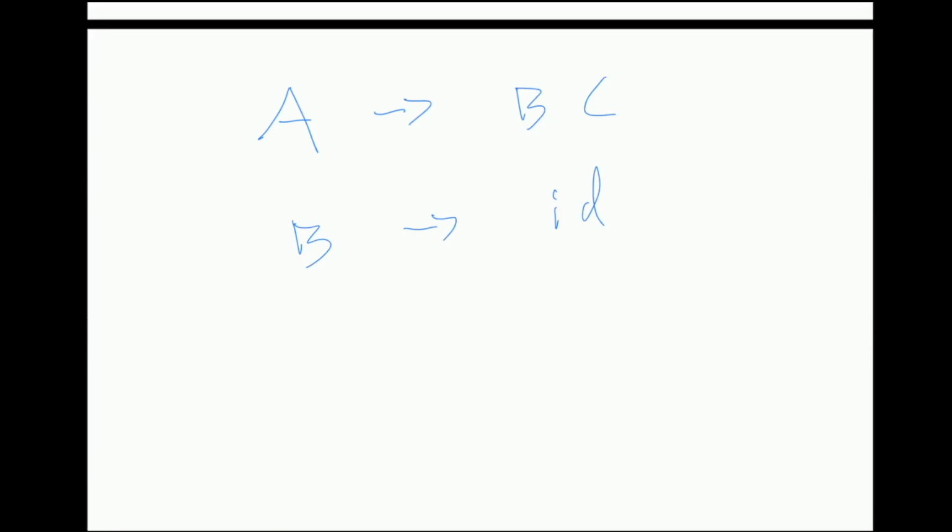Who's seen this in discrete? Okay, some. So if you've seen this in discrete, this is a grammar specification, like context-free grammars or Chomsky normal form. This symbol here is not part of the language that we're processing. This is how you write the grammar.